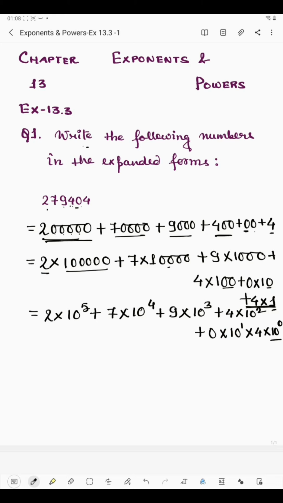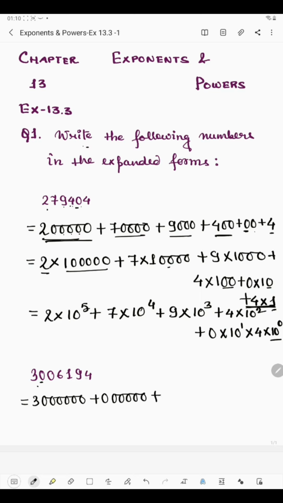Now coming to the next part. In the next part we have 3006194. At first we will write 3 and then we will count the number of places, and according to that we will put the number of zeros. So 1, 2, 3, 4, 5, 6. Then we have 0, so we'll put 0, and after 0 we have 1, 2, 3, 4, 5. So 5 places, we'll write 5 zeros.